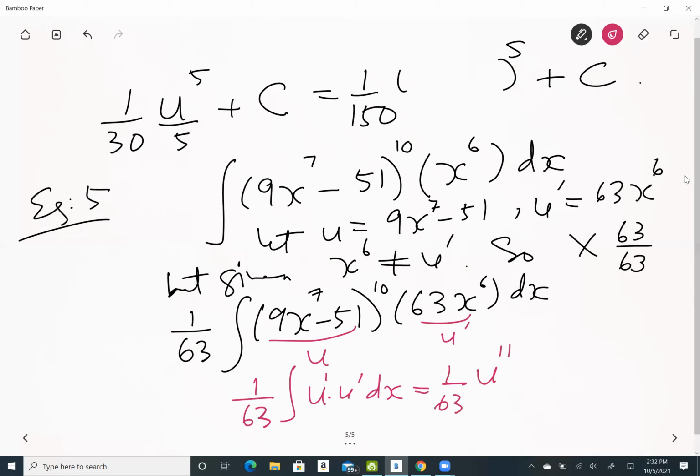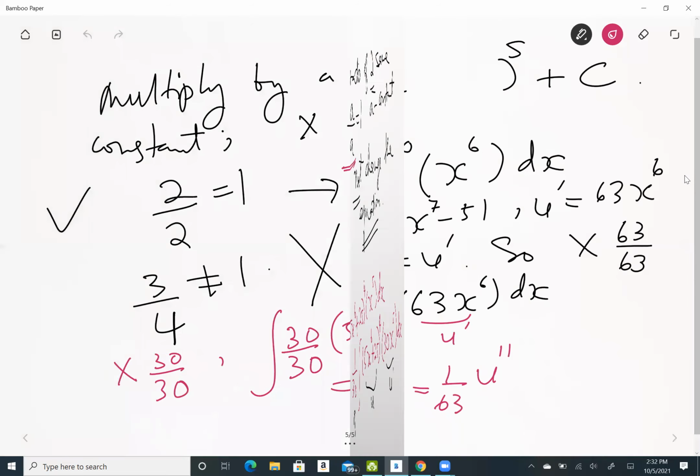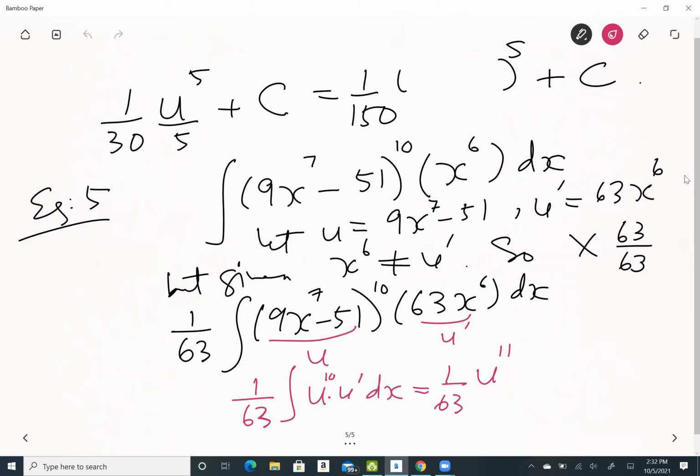Okay, here it is to the power of 10. I forgot to put that, so make sure you have the power. I had the power last time. So u to the power of n, all right? So u to the power of 10. Now you get u to the power of 11 divided by 11 plus c.